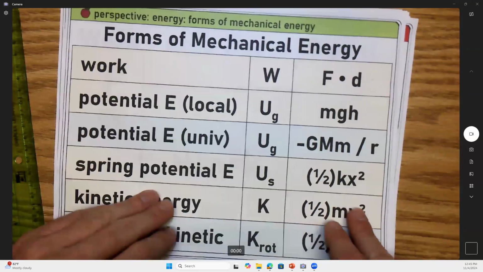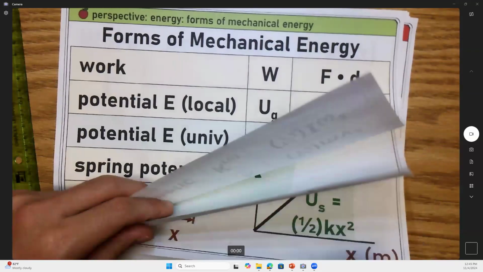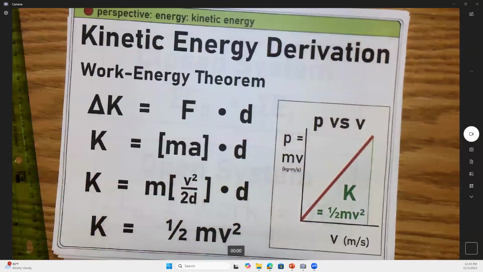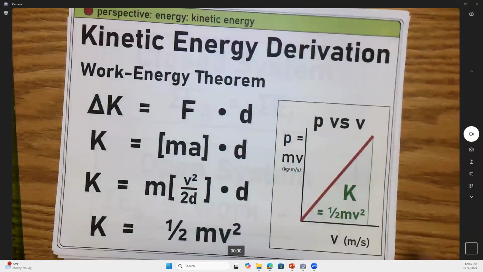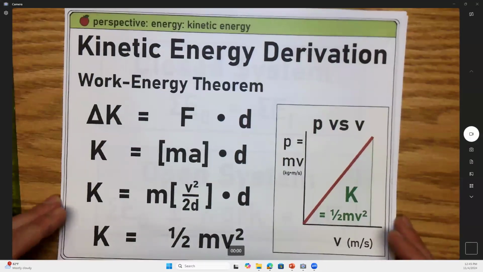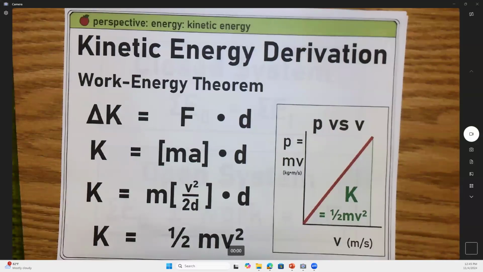Let me try to prove that to you. This proof I'm about to show you, I could not find anywhere on the internet or in any physics textbooks. So I kind of just made this one up, but it works, so we're going to run with it.